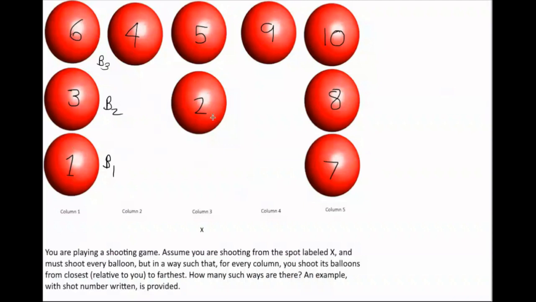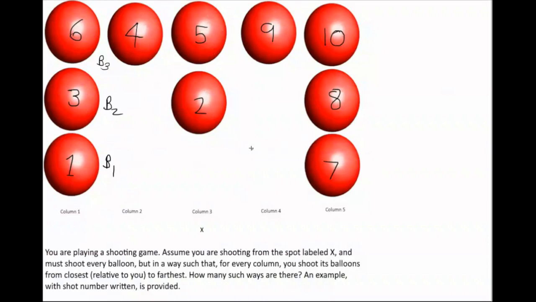balloons, and the rule is in any of these columns, the way you shoot them, it doesn't matter if you do them all consecutively, but you have to shoot the closest one first, then the second closest, and then the furthest one. So over here, of course, there's no need to worry about that. But here you have to shoot this balloon before you shoot this balloon.